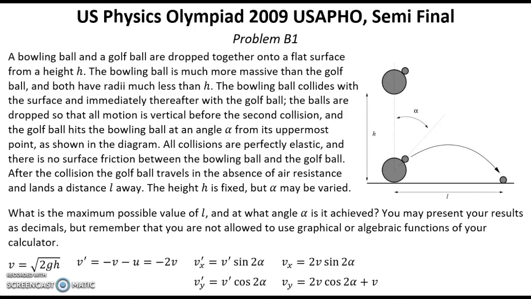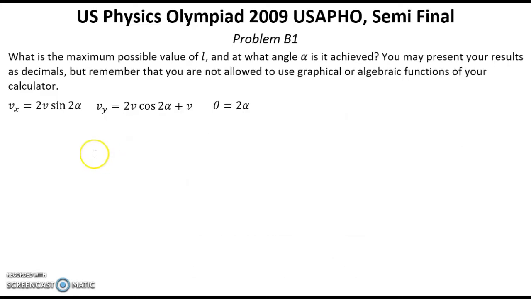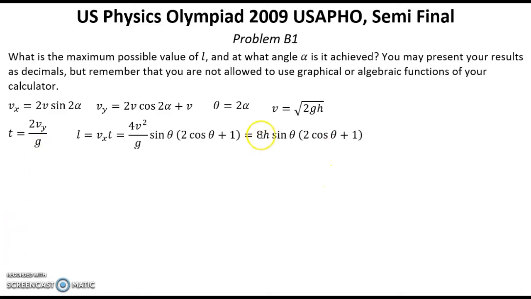Let's do this. First, let theta be 2 alpha. In that case, we can count the time of travel. That will be this expression, 2Vy over g. After that we can find the total distance L. That will be this one. So it means that now we have to find the maximum of this function.